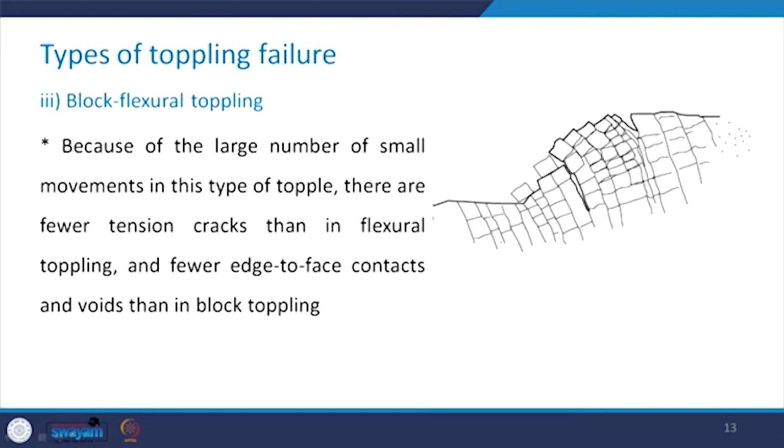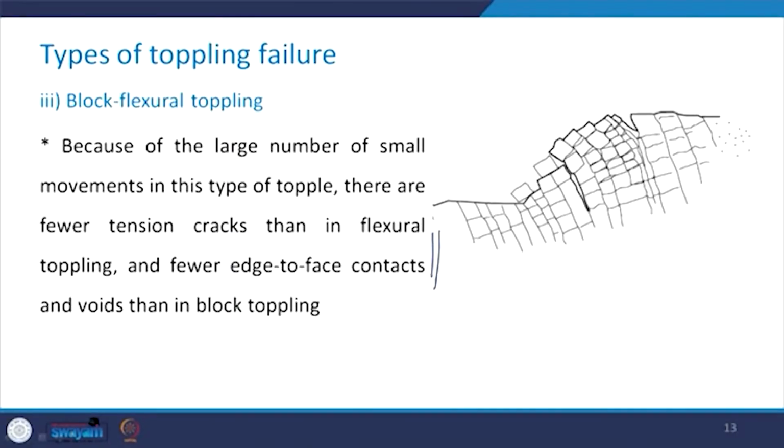Now, because of the large number of small movements in this type of topple, there are fewer tension cracks than in case of the flexural toppling and fewer edge to face contacts and voids as compared to block toppling. So, the difference between block flexural and block toppling has been given here. In case you have this block flexural toppling kind of behavior, there are going to be fewer tension cracks as compared to those which were present in case of the flexural toppling, and there are going to be fewer edge to face contacts and voids as it was there in case of the block toppling, and this figure itself is self explanatory as far as this concept is concerned.